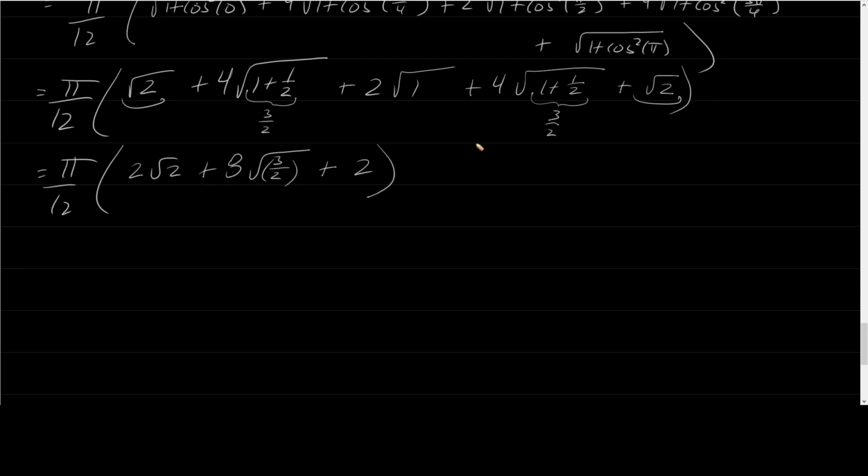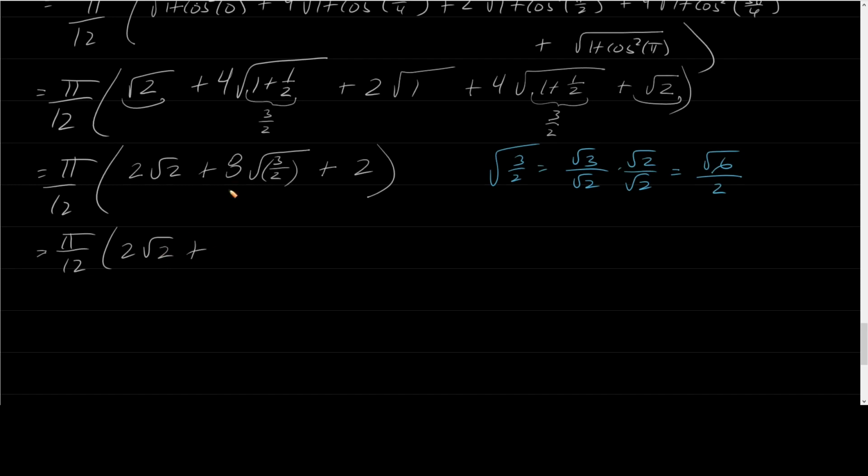Now let's look at that radical 3/2 for a second. If I look at radical 3/2, that's radical 3 over radical 2, which if I rationalize this, in other words, multiply by radical 2 over radical 2, I end up with radical 6 over 2. So that's just that part there. So I really have here pi over 12 times 2 radical 2 plus 8 times radical 6 over 2 plus 2.